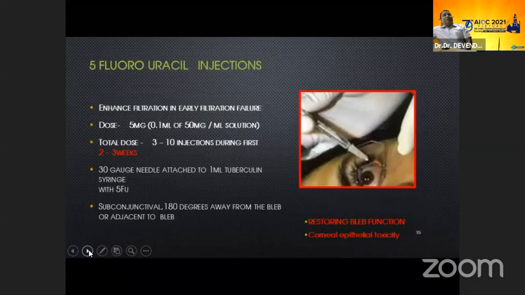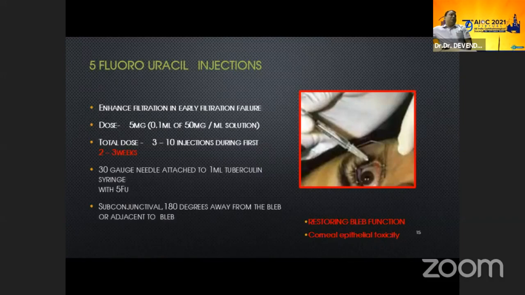Then coming to 5-fluorouracil, it helps in reviving or restoring the bleb function. 5-fluorouracil enhances the filtration in early postoperative failure. The total dose is 5 mg, and 0.1 ml of 50 mg/ml can be given. Usually 3 to 10 injections can be given within the first 2 to 3 weeks. We usually use a 30 gauge needle.